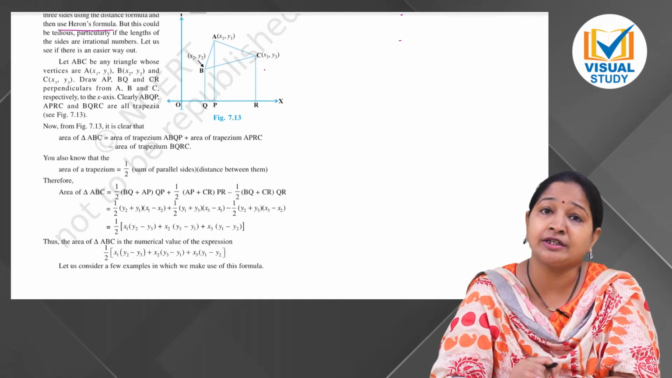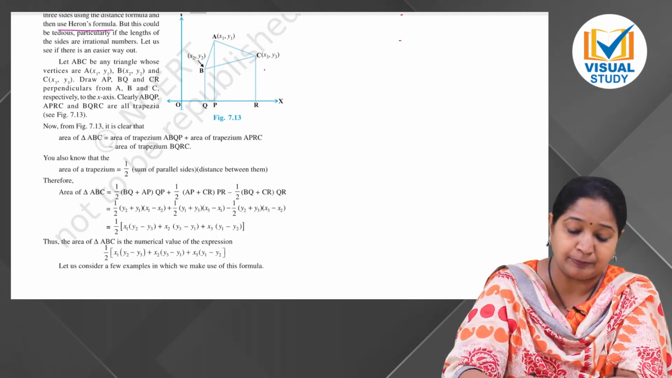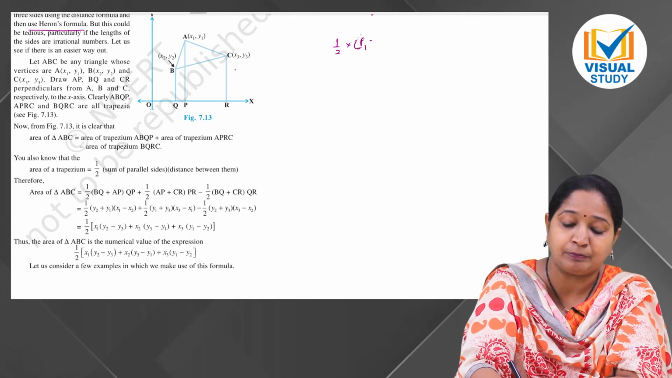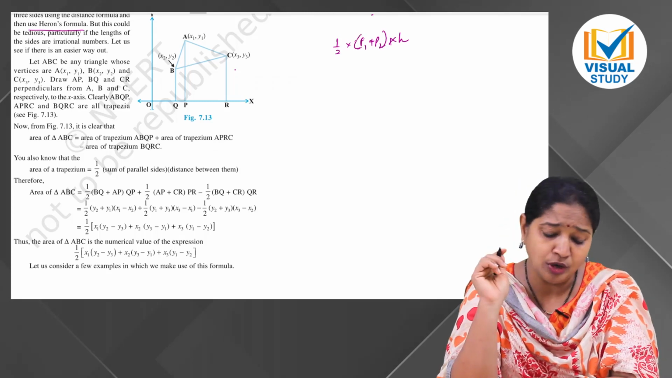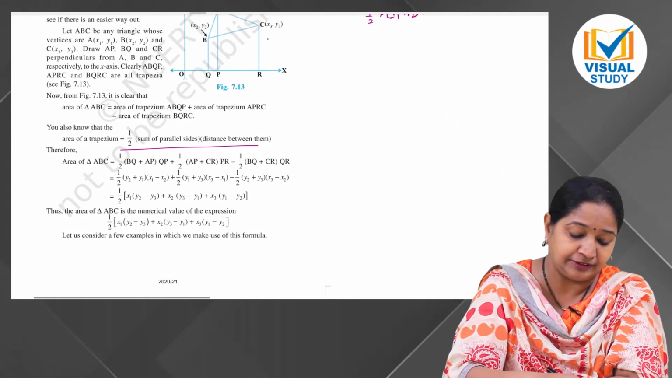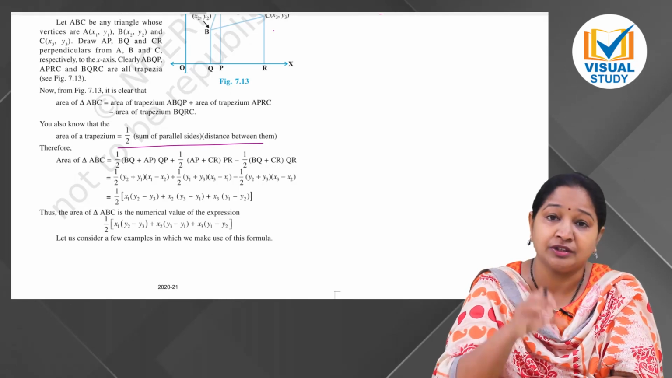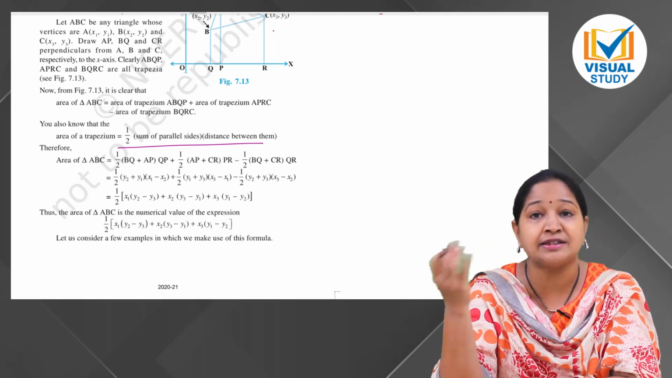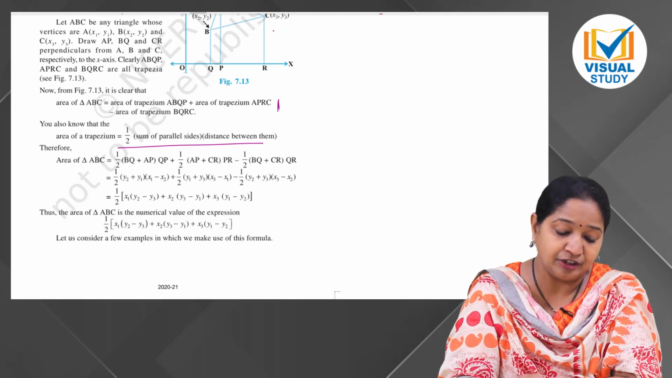Now what is the formula for the area of a trapezium? Half into the sum of the parallel sides into height. I'll say P1 plus P2 into height. So the area of a trapezium is this. So here the area of a triangle is equal to half into the area of the one trapezium plus the area of the other trapezium minus the area of the other trapezium, what we have said earlier.